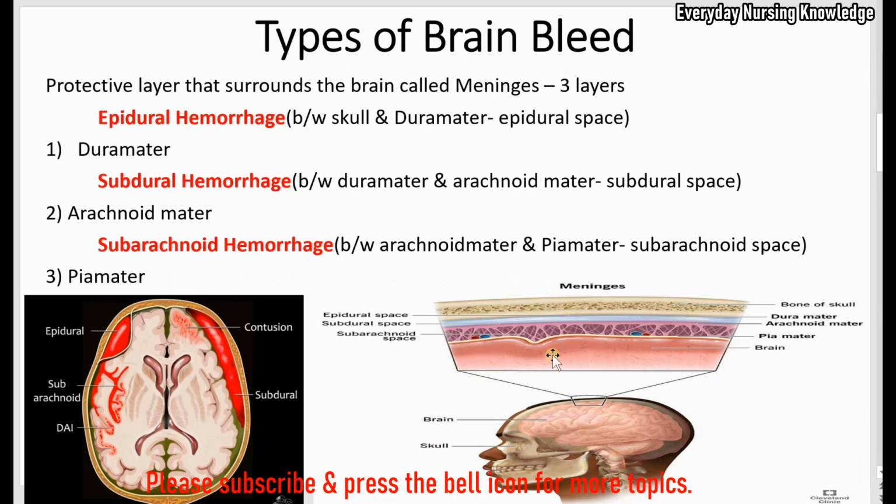Between the skull and brain tissue, there are three protective layers. They are called meninges. They are dura mater from outside, arachnoid mater in the middle, and pia mater, which adheres to the brain tissue. And there is space between these three layers, which is called epidural space, subdural space, and subarachnoid space. Epidural hemorrhage happens below the skull but outside the dura mater, that is in the epidural space.